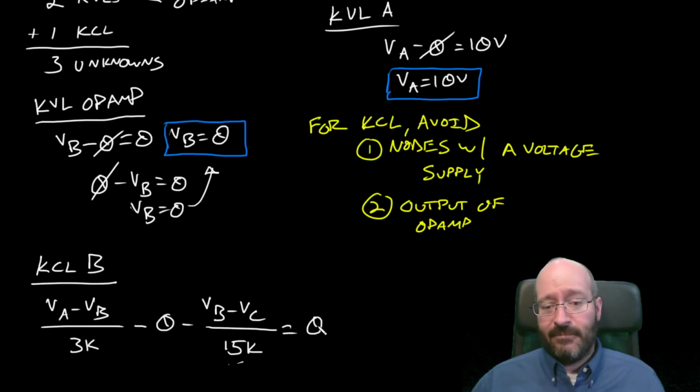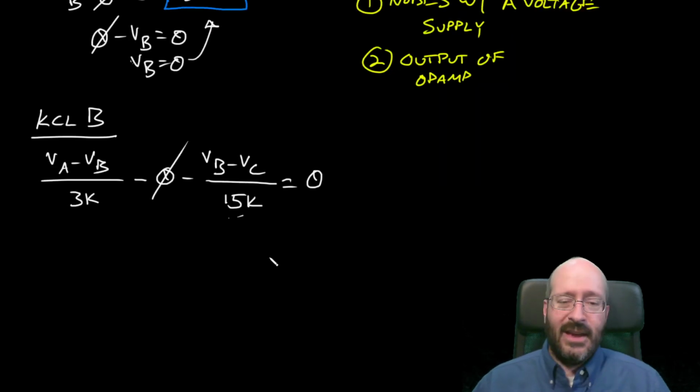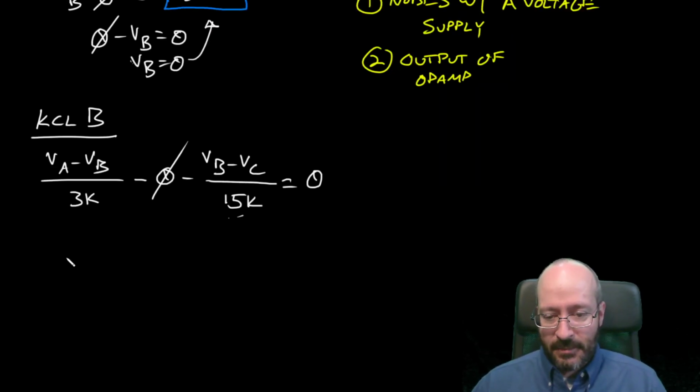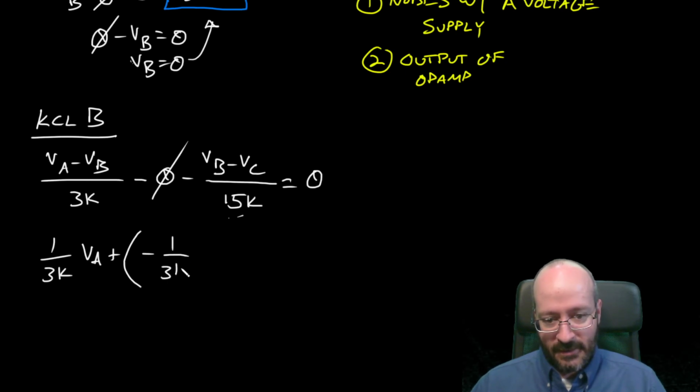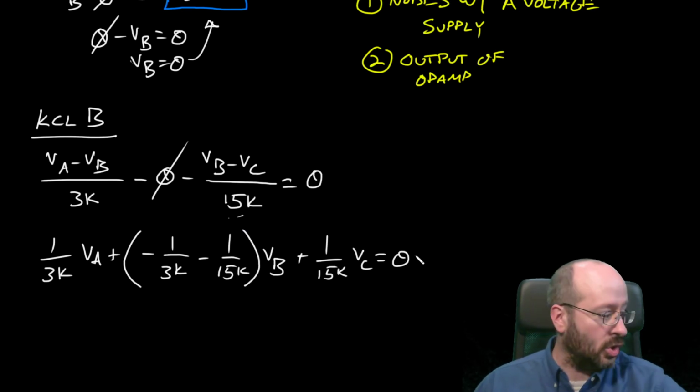That looks like our equations that we've had before, right? The 0 drops out, and now we just do the same bit of algebra that we've been doing. So 1 over 3K. I'm going to let the calculator chew on this. I'm going to put a plus, and we're going to have negative 1 over 3K, negative 1 over 15K in front of VB, and plus 1 over 15K in front of VC, and that's equal to 0.